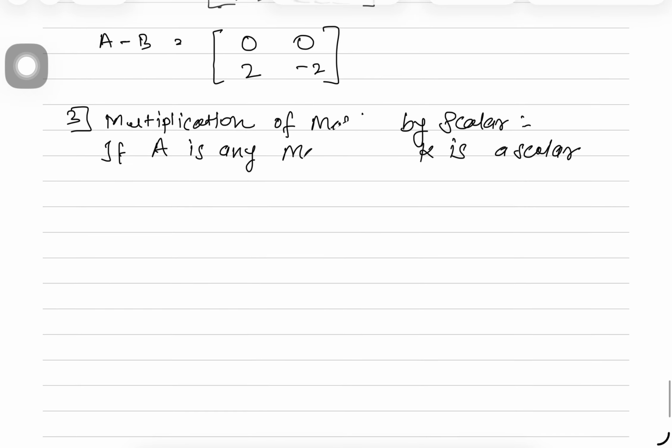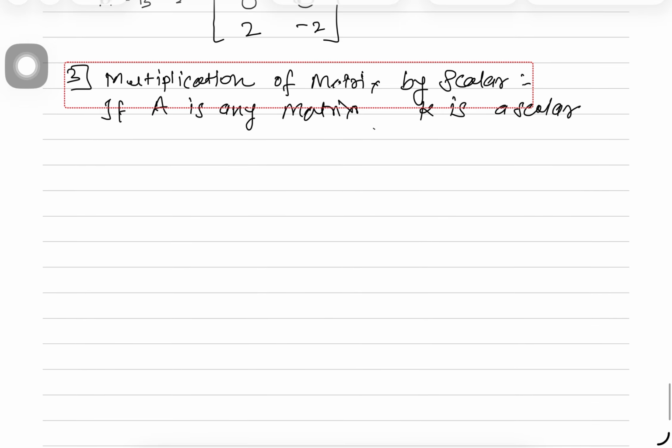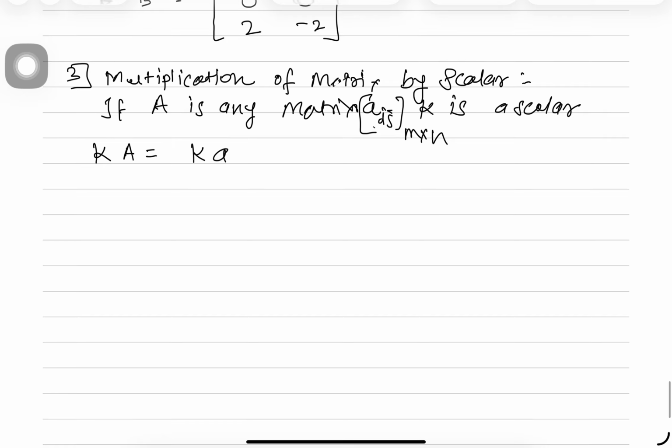Multiplication of a matrix by a scalar. If A is any matrix, A of ij, of given order m cross n, and K is a scalar, then K into A is represented as K times A of ij.